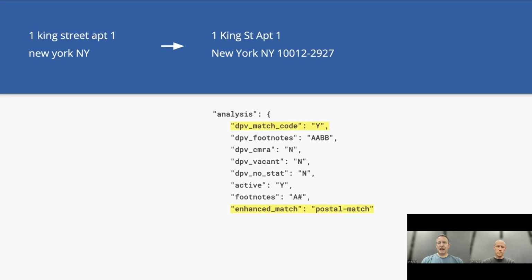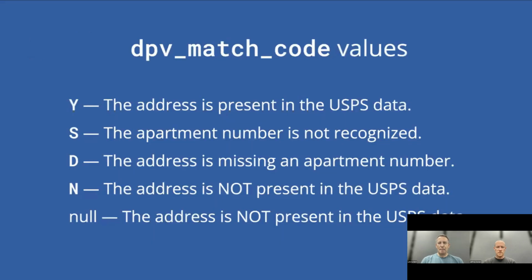Anyway, in my next slide here, I'm going to go over all the DPV match code values. What can you possibly see in the DPV match code field? If you see a Y, remember, DPV match code is specifically US Postal Service related. So the Y means the address is present in the USPS data. And S really stands for secondary. Secondary is a way of saying apartment or suite information.